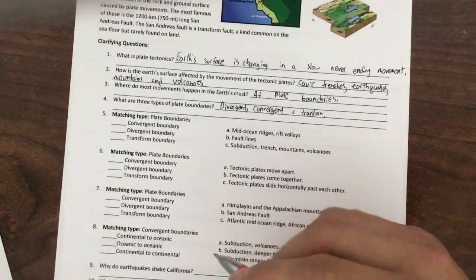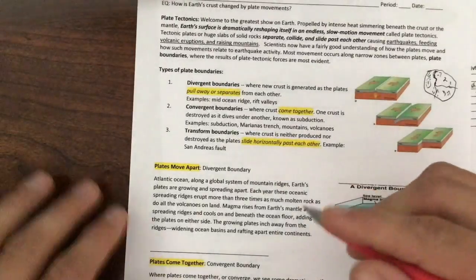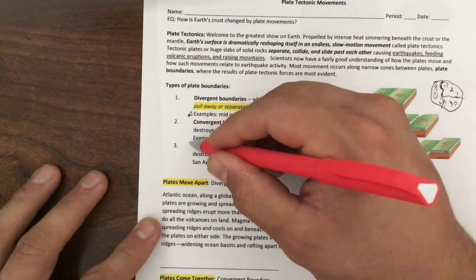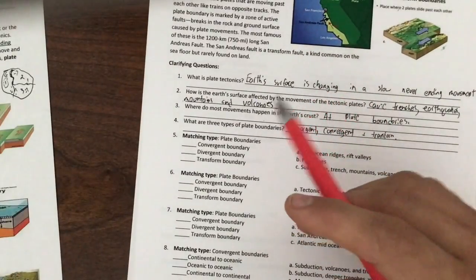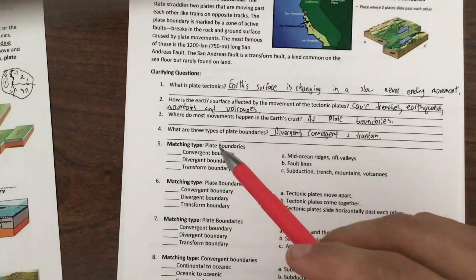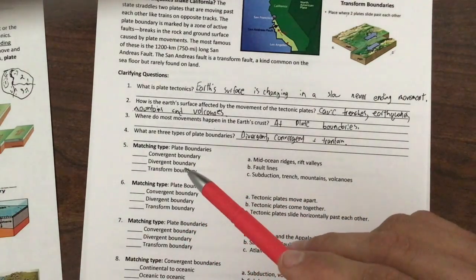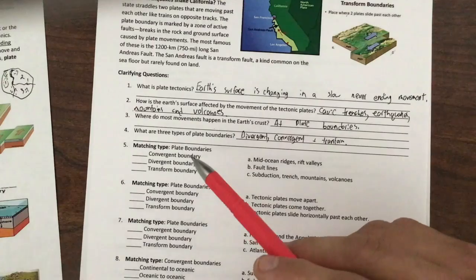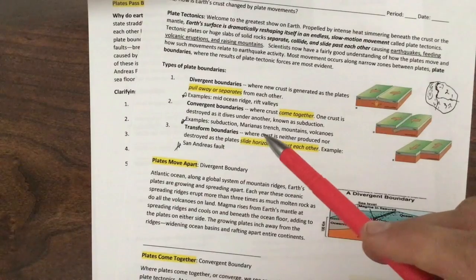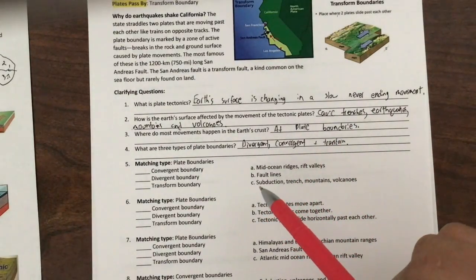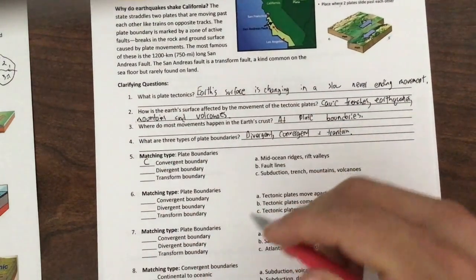Now we have some matching to do. This is going to ask us some questions. We will need to go back and look, especially, guys, just a little highlight these examples. It gives you really good examples here that you can use in these questions. Okay, so, matching type. Plate boundaries. It's going to ask, what is each of these different boundaries? A convergent, divergent, and a transform. So a convergent, that's where they're coming together. If we look here, convergent, an example is a subduction, Marianas Trench, mountains, volcanoes. Subduction, trench, mountain, volcanoes. That one, boom, boom, bing, bing. I like it. Okay, C, convergent.